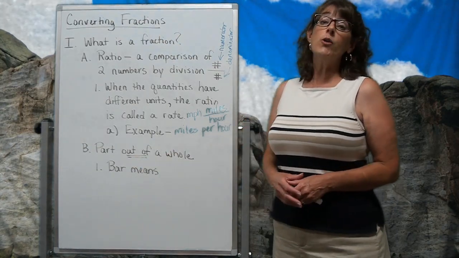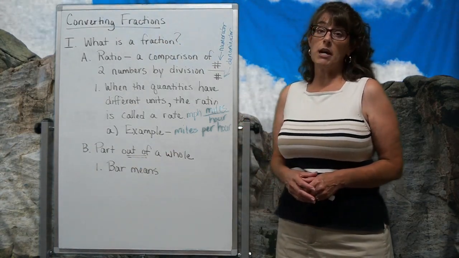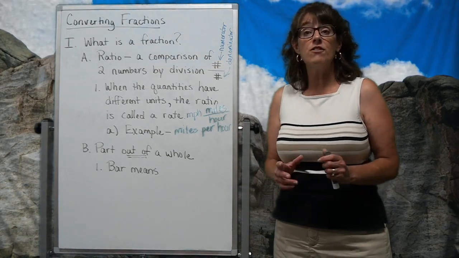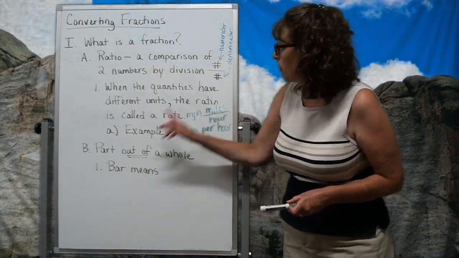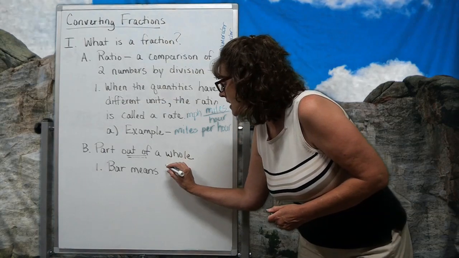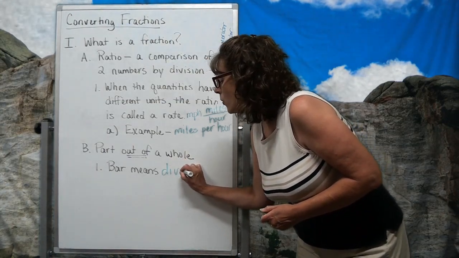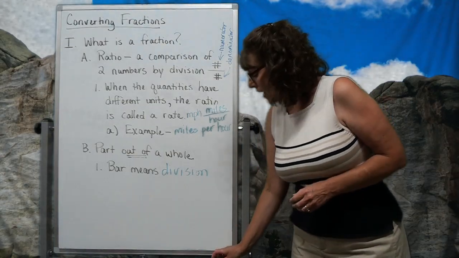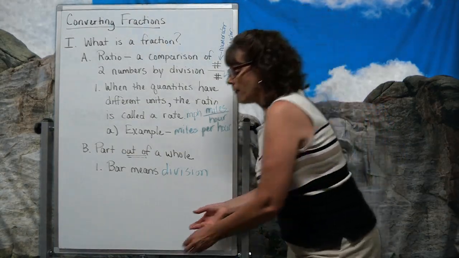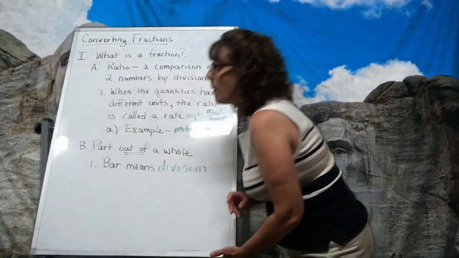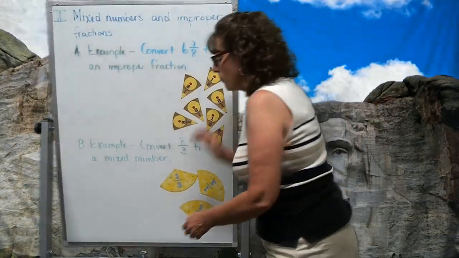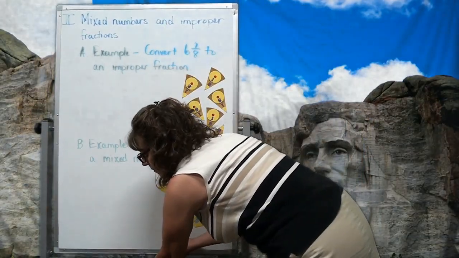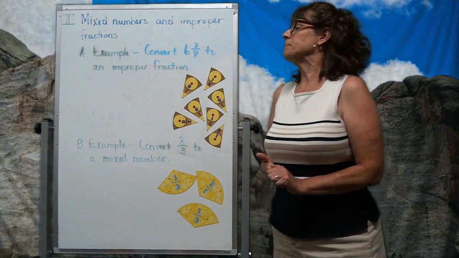But the word out of does not indicate multiplication. The word out of indicates division. Like I said, that bar in your fraction is going to indicate division within that comparison. So now that we understand what a fraction is, let's take a look at this idea of being able to convert from mixed numbers to improper fractions and from improper fractions into mixed numbers.